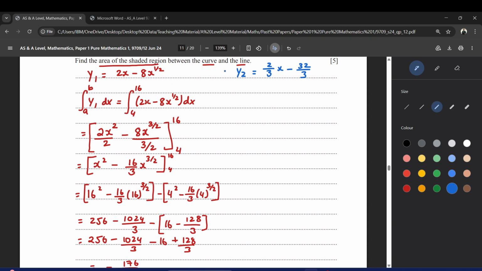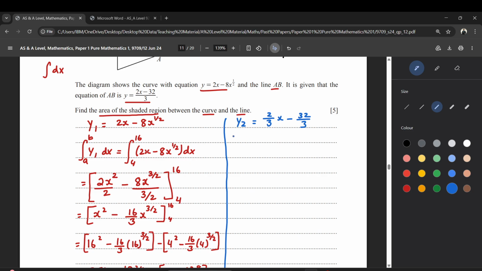Now I'm going to come on to the right hand side. Now we're going to integrate this function. So we have 2 over 3x minus 32 over 3. Okay, draw bracket over here. Then this is the integral sign, and we integrate between the limits 16 and 4.